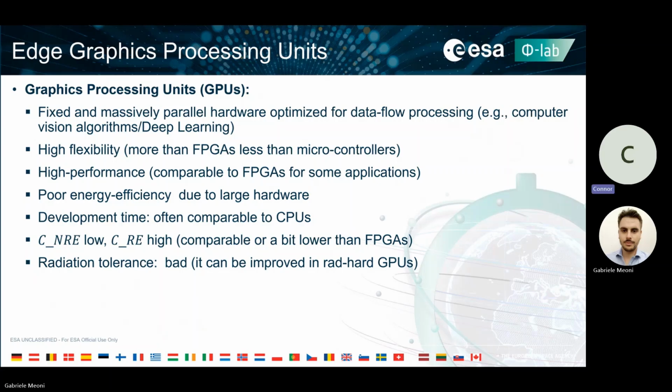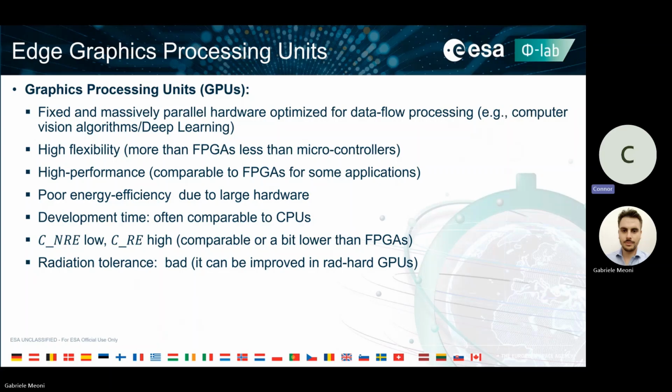They're very flexible, less than a CPU, but way more than FPGAs, because the hardware is again fixed. The performance is very high, comparable or even more than FPGAs sometimes. The energy efficiency is typically very poor. So you probably know, if you're into gaming, that your GPU is going to dissipate a lot of heat. The development time is typically nowadays, with tools, comparable to CPUs, might be a bit higher if you want to run large GPUs.